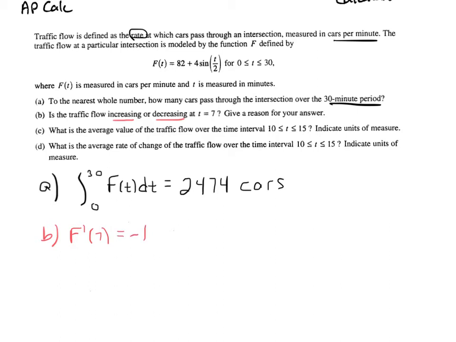You're going to get negative 1.872 or negative 1.873 depending on if you round or not. And since the derivative is negative, we know that f must be decreasing. So since f prime of 7 is less than 0, f is decreasing.